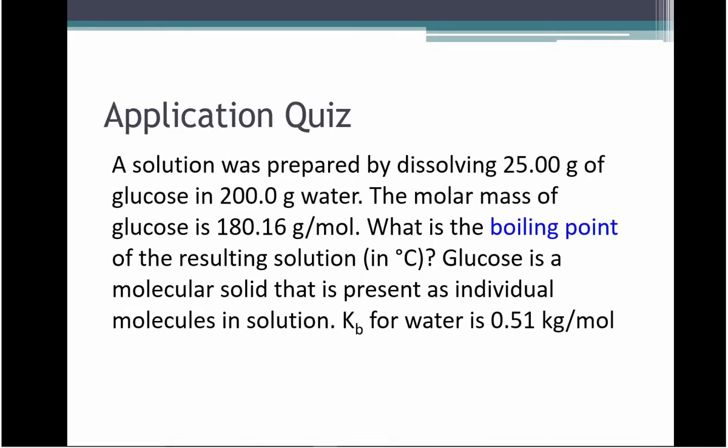Or we could look at it this way. Here we've got a solution that was prepared by dissolving 25 grams of glucose in 200 grams of water. So we have grams of solute, grams of water. The molar mass of glucose is given. What is the boiling point for the resulting solution? Well, oh, and they also give us the Kb.